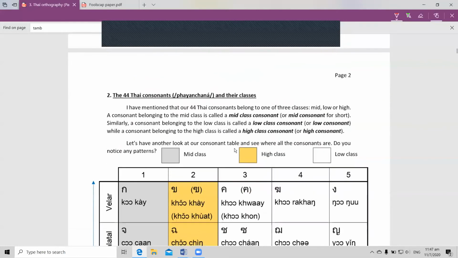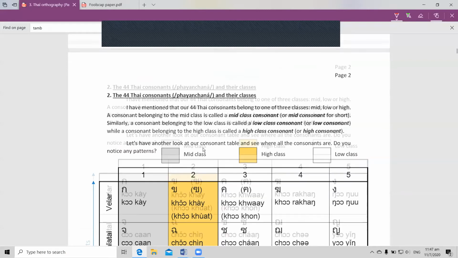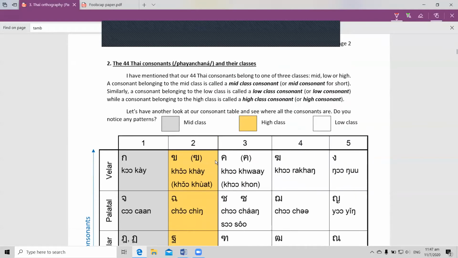Right. Now let's move on to the Thai consonants. So remember, in Thai we have 44 consonants, and the 44 consonants are grouped into 3 classes.